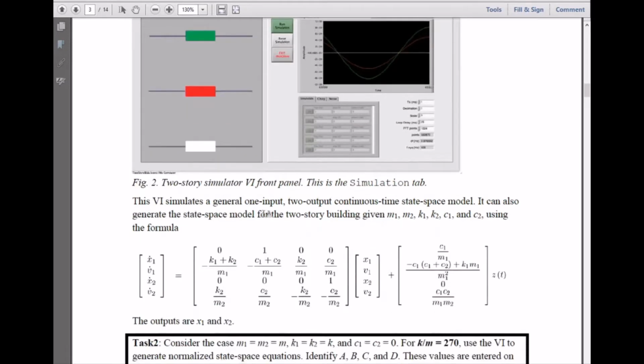Okay, so now going to task one, it says to open it, examine it, and I think I understand it. Here it says this VI simulates a general one-input, two-output, continuous-time state space model. You have states that are the position and velocity of mass 1 and mass 2. And then this must be the A matrix, this must be the B matrix, where C sub t is the base motion. So that's your input to the system. The output equation is not shown, but the outputs are just position 1 and position 2.